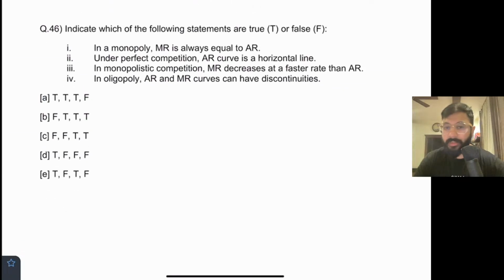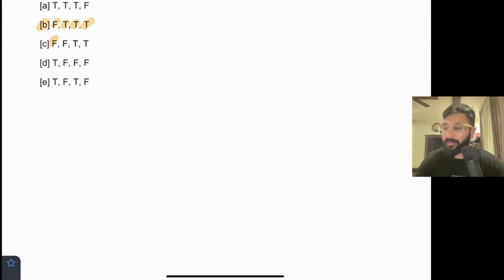Question 46. Which of the following statements are true and false? In a monopoly, MR is always equal to AR. Marginal revenue is always equal to average revenue. Not correct. So false हो जाएगा ये. इन दोनों में false दिया हुआ है, तो और सारे options हटा दीजिए. Under perfect competition, AR curve is horizontal line. Perfect competition में average revenue, yes. Monopolistic competition, MR decreases faster than AR, yes. Oligopoly, AR and MR curves have discontinuities, yes. So the answer is option number B for question 46.